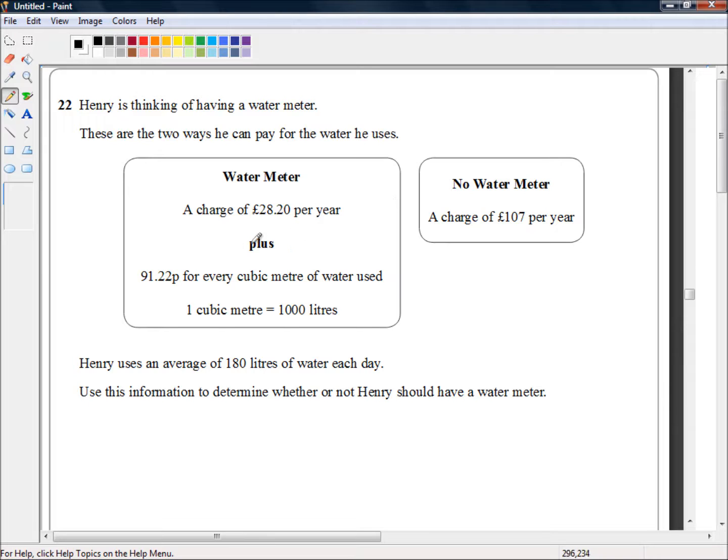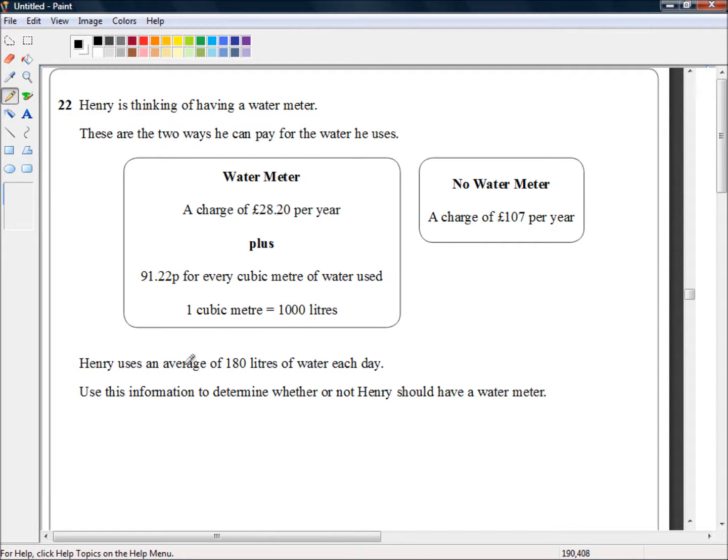And they've been a little bit nasty on this paper because they've given you the price per cubic metre in pence and the standing charge in pounds, and we're comparing this to the no-meter charge, which is in pounds. They've also given us a conversion of 1 cubic metre equal to 1,000 litres, and that he uses 180 litres of water each day. It's perfectly reasonable for them to do that because these are the kind of measurements you might come across in real life. But we are going to have to do quite a lot of conversions.